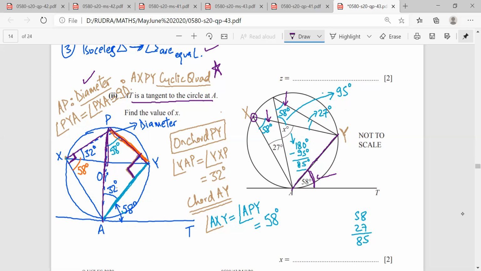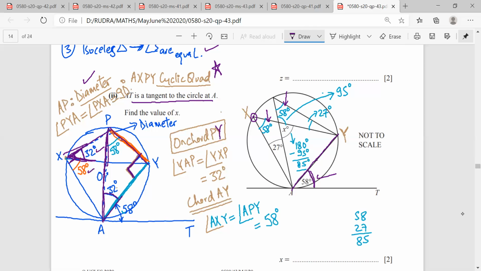Okay. Now, if I consider chord PY, chord PY would be making 32 degrees here, and it would be making 32 degrees here, because these are angles on the same side of the circle. So this angle would be equal to this angle. Any confusion? No, sir. So if this is 32 degrees and the whole is 90 degrees, this will be 58 degrees.